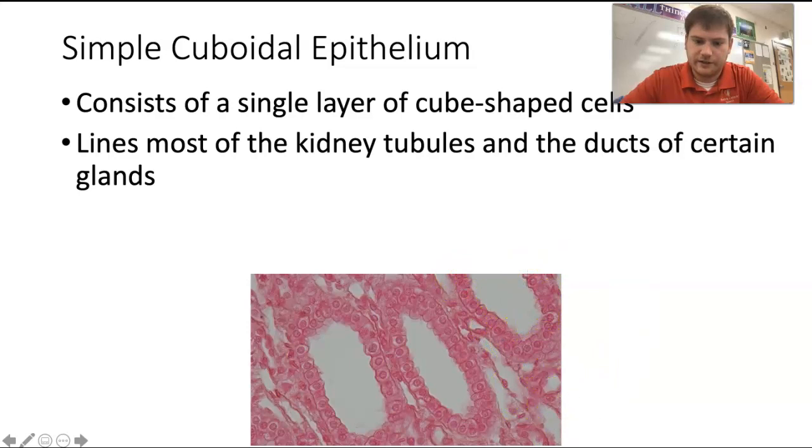So this stuff over here and in the corners is not actually epithelial tissue, that's connective tissue, and we'll talk about that more tomorrow and Monday. What we're really looking at is the lining of these ducts. This is where urine will be collected and things like that. So it lines those ducts.